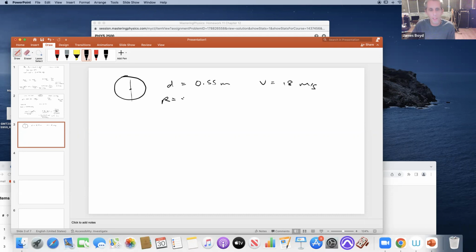So R is half of the diameter, or 0.275 meters.